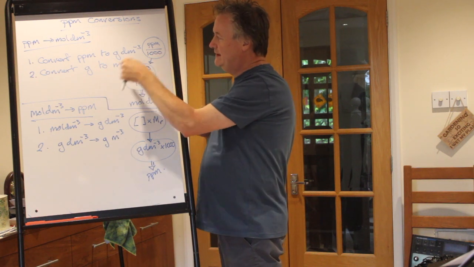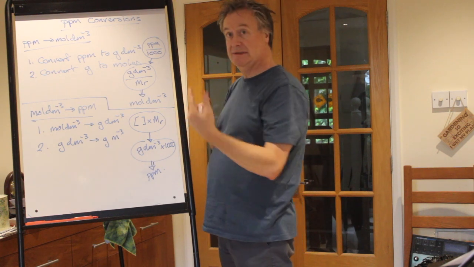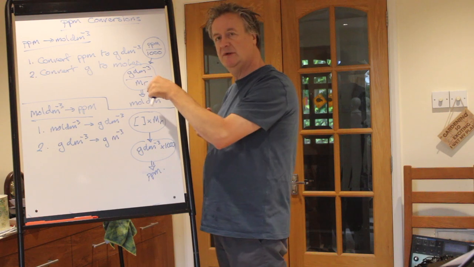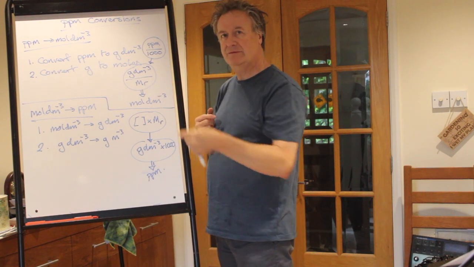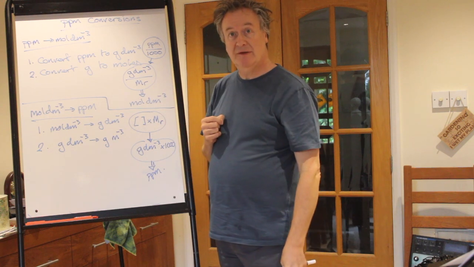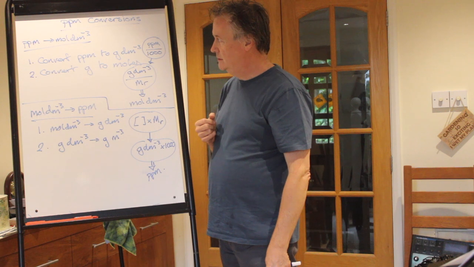You then want to convert that into the number of moles that there is in that 1 decimetre cubed, because that's how you do standard concentration. So you divide by the MR of whatever it is you're referring to. And that then gives you the moles per cubic decimetre as a standard sort of concentration for chemistry.